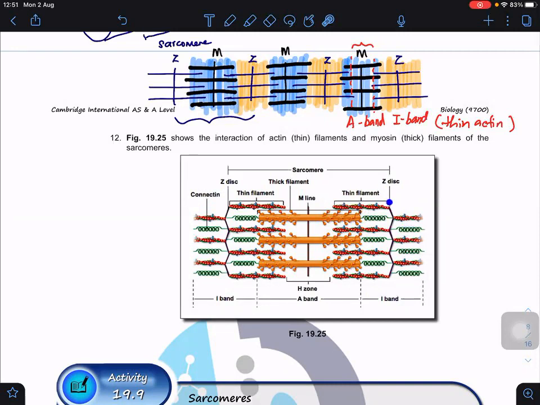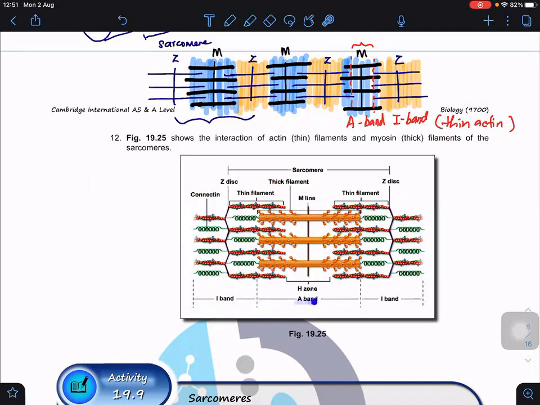Can you see what they anchor on? They anchor on the Z-disc or Z line. After that, you can see that this entire length is called the A-band. The A-band has the myosin filaments and also the thin filaments. It's a mixture. At the two ends, you have a mixture of the thick filaments and the thin actin filaments. So the entire structure is called the A-band.